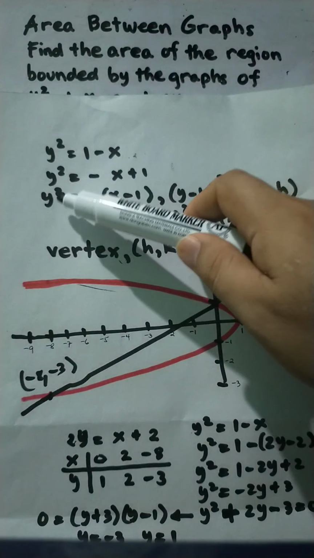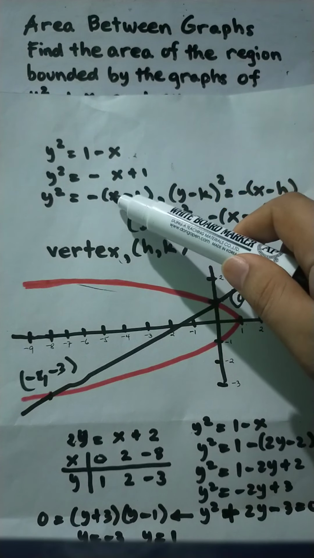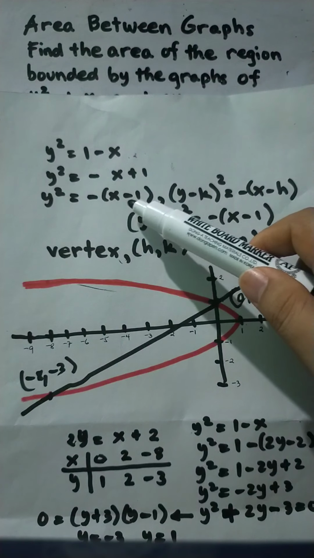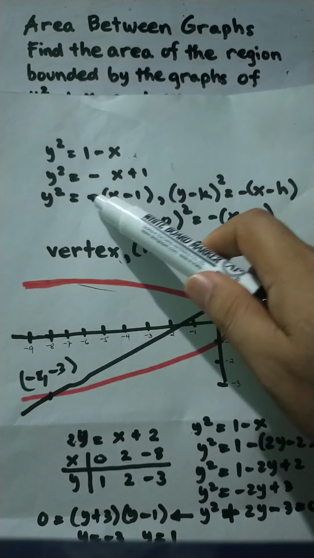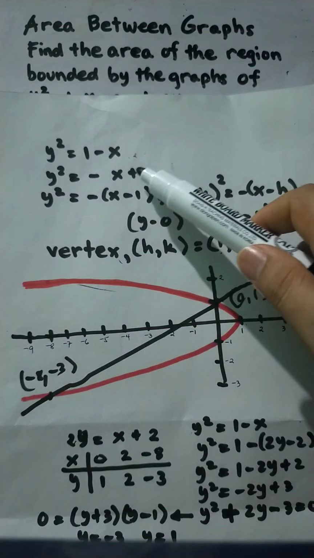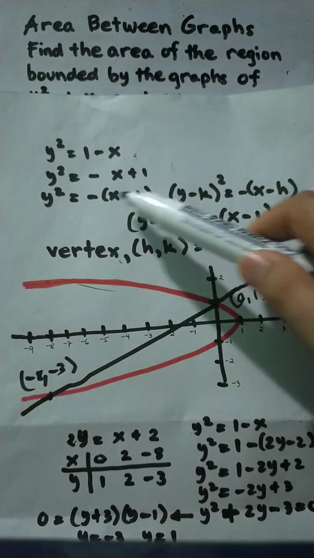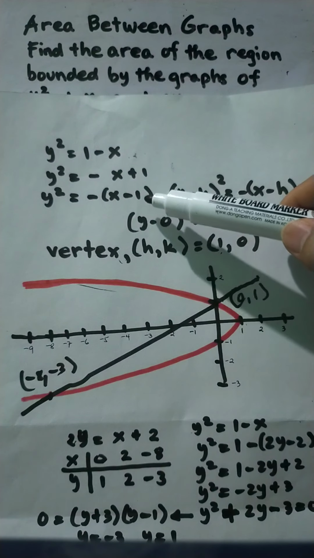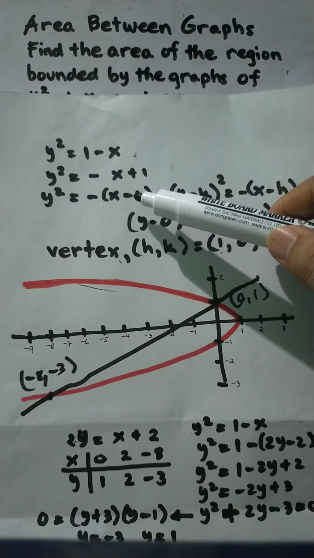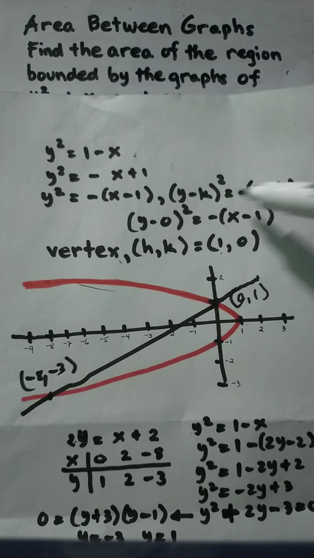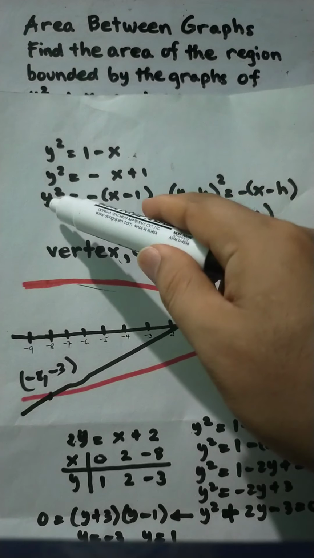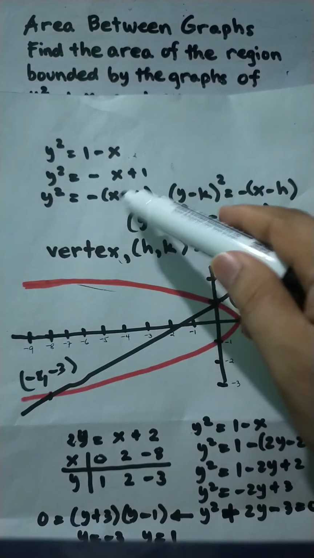And again, y squared equals negative of x minus 1. In other words, if you multiply negative times x, you have negative x, and then negative times negative 1 equals positive 1. I am just rewriting this one. Now why am I rewriting this equation into this equation? Because we have our general equation of a parabola, y minus k squared equals negative x minus h. That is why I have here y squared equals negative of x minus 1.